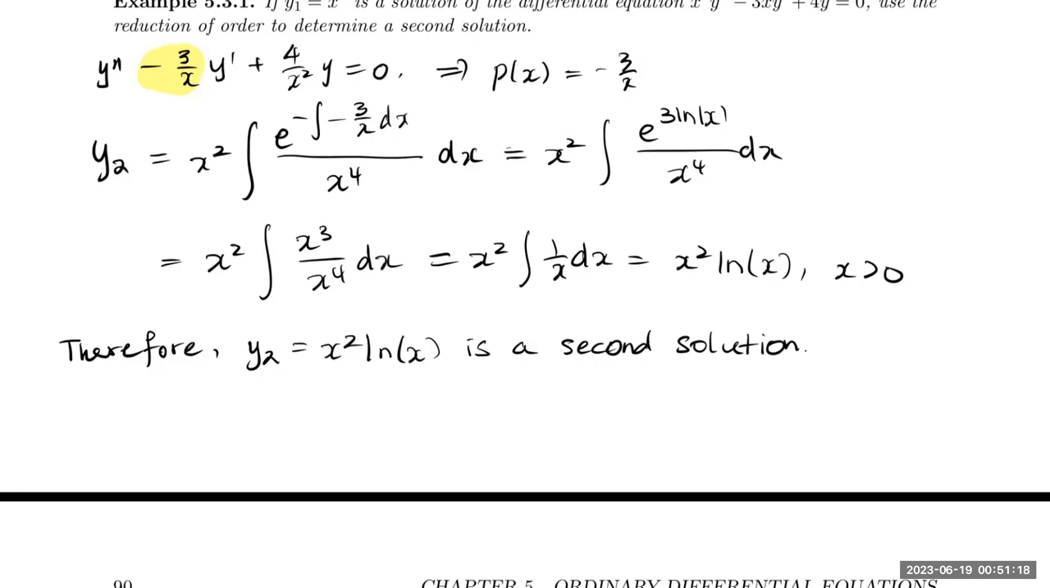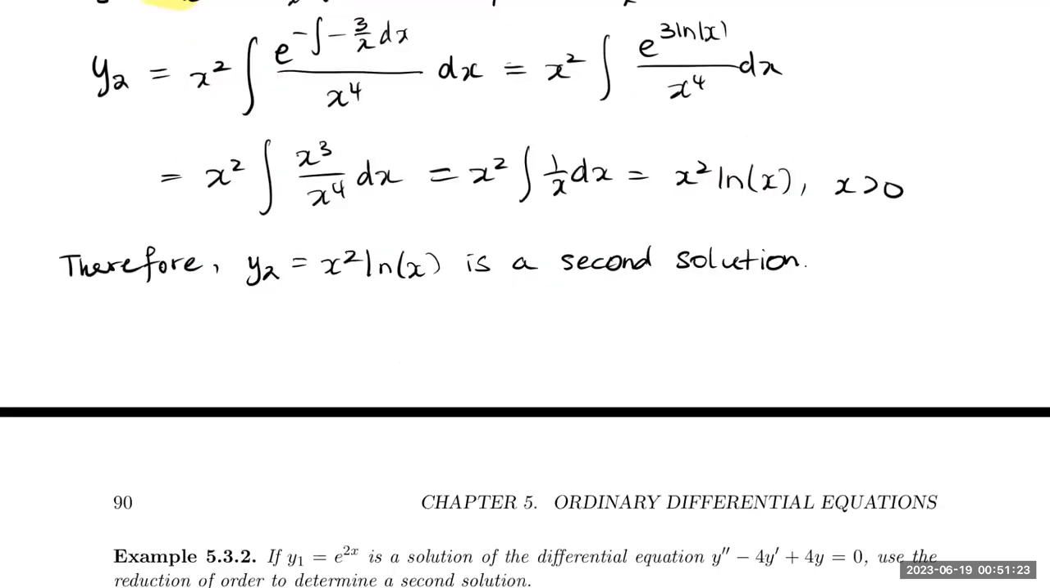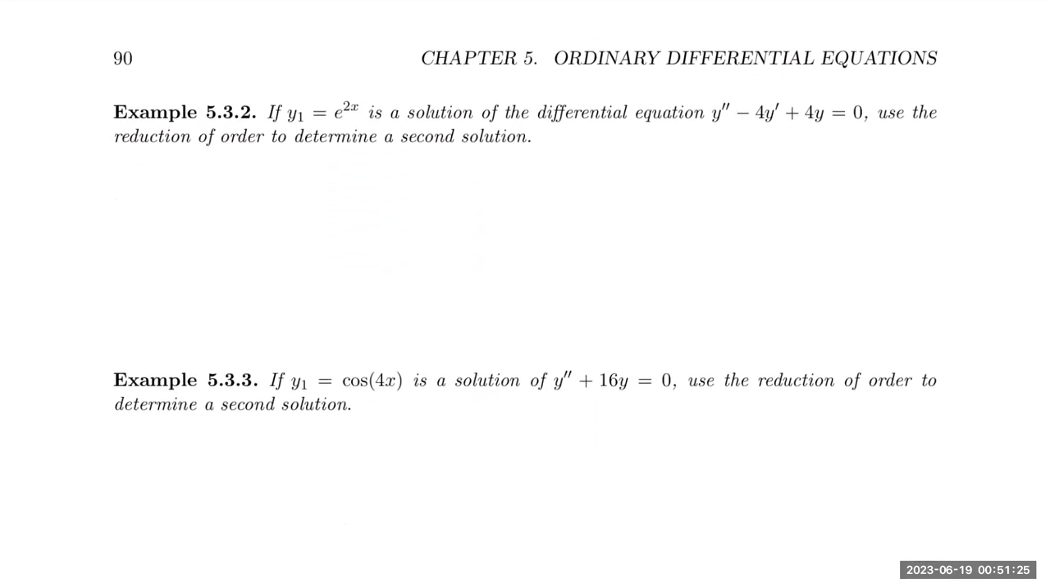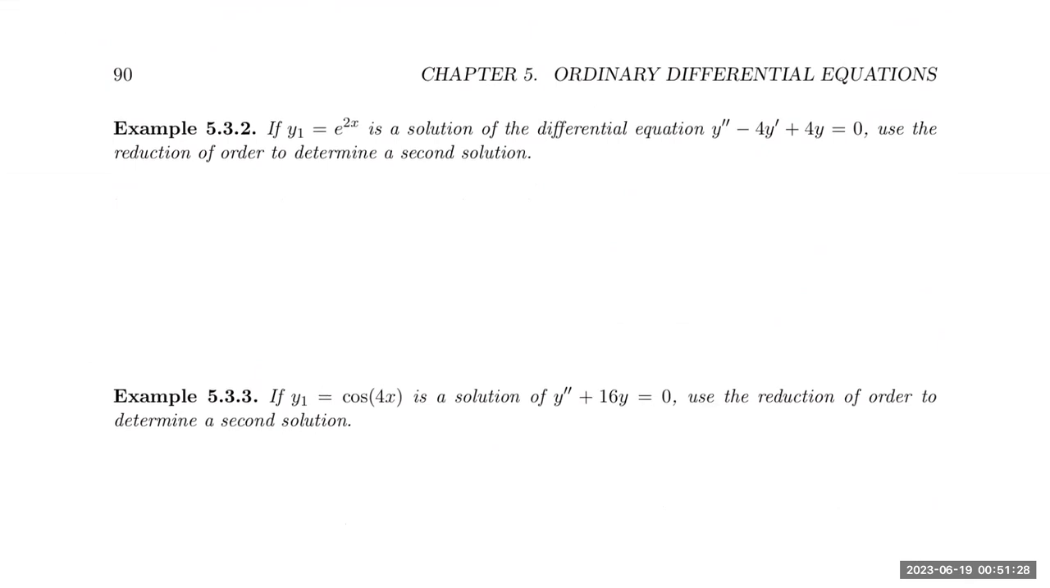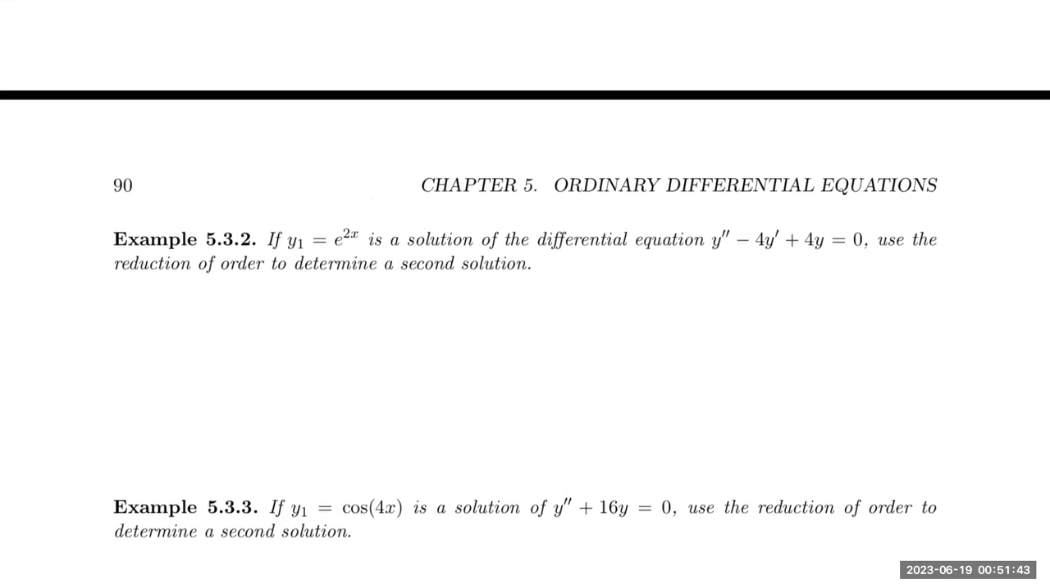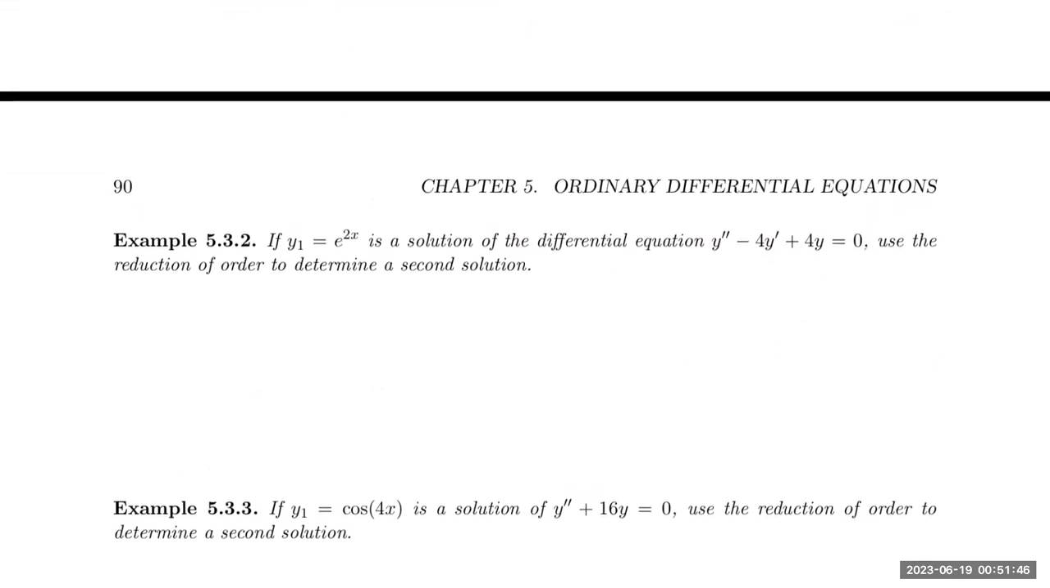Good. All right. So let's have a look at some more examples that use the reduction of order formula. What we have is y1 is equal to e to the power 2x, which is the solution of this differential equation here. What we want is to find the second solution to this one. We have it in standard form already, so our p is just going to be this negative 4 here. So p is equal to negative 4.